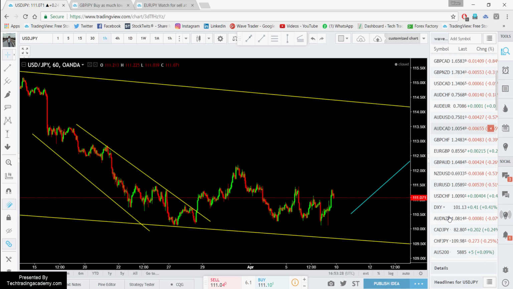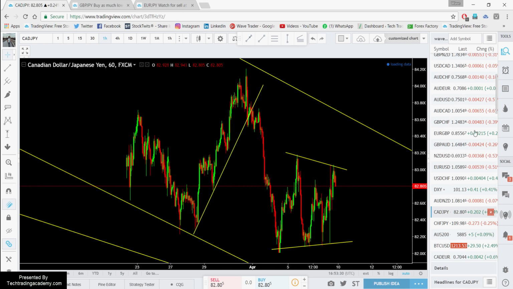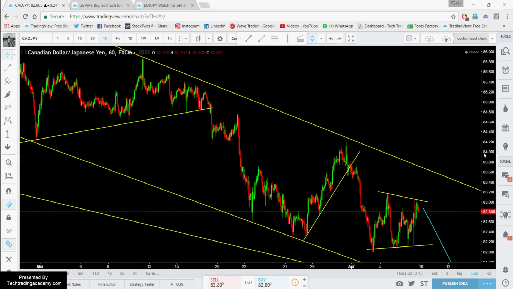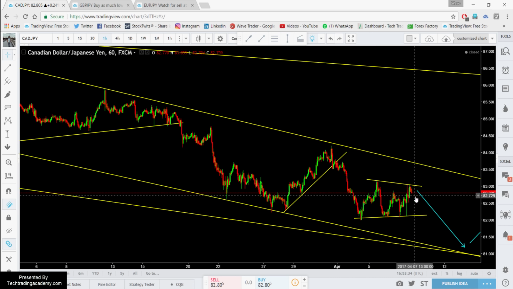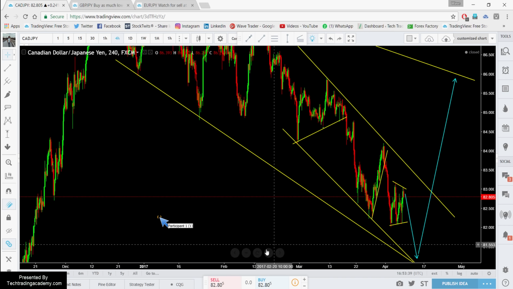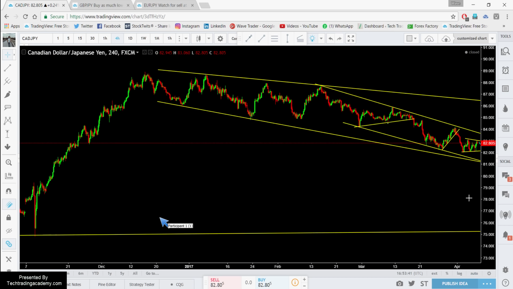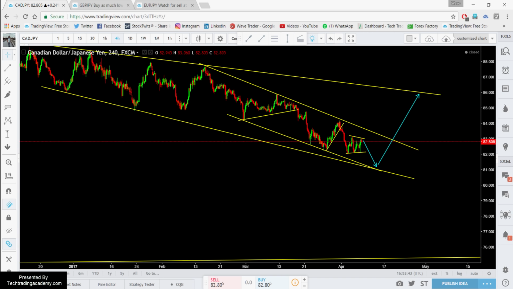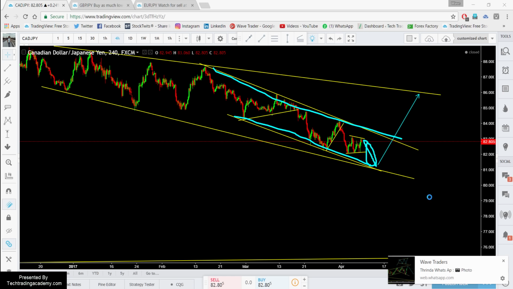So CAD yen. Okay, so CAD yen is also forming the same formation. Let me show you the bigger formation first. That formation is the bigger formation. So that move is very much possible. All right, that move is very much possible.